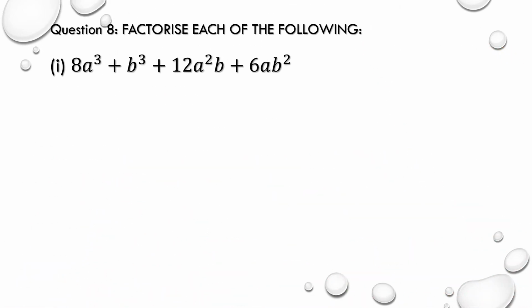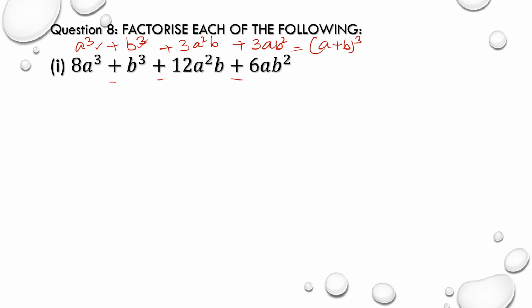Now question number 8 is factorize. Factorize each of the following. So I have picked up 2 parts only. So first 2 parts we will do today. This is first part is 8a cube. You can see the cube term, you can see this cube term. So in the whole expression we have 2 terms with cube and all the signs are positive. So it means here the identity applied is a cube plus b cube plus 3a square b plus 3ab square. Now this is equals to a plus b whole cube.